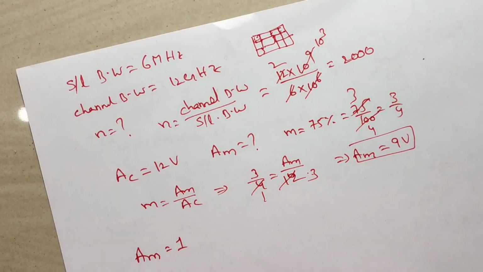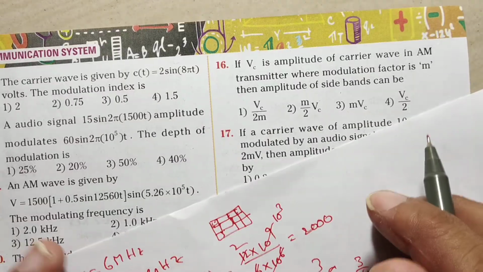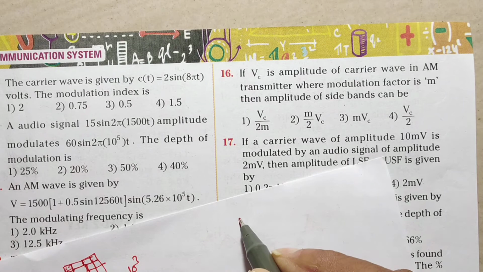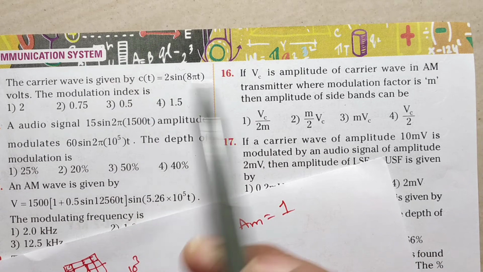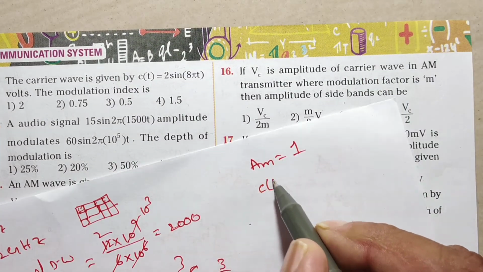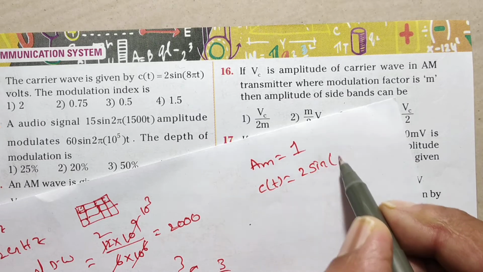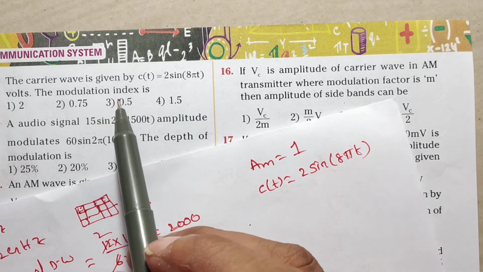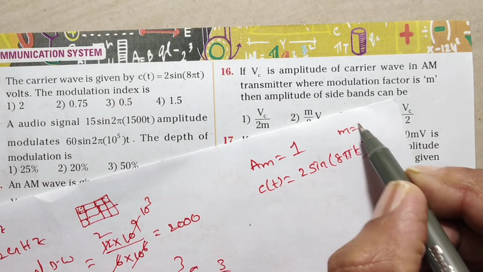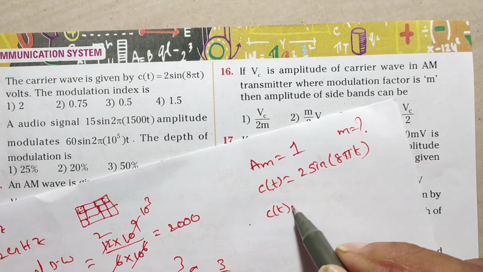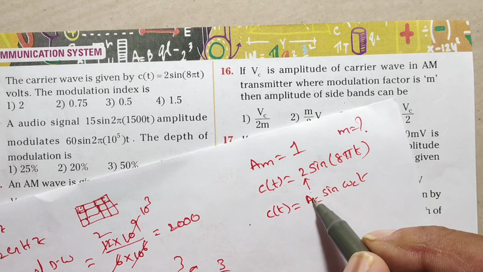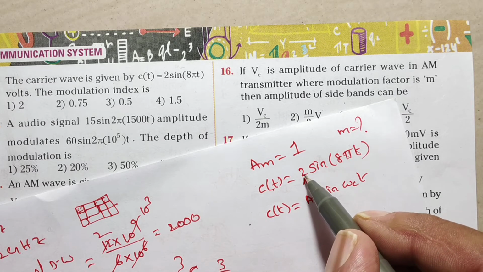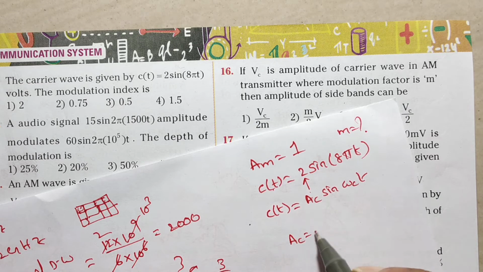And also the carrier wave they have given. Once again, I am writing the message signal amplitude, from the diagram we are getting 1. And the carrier wave C of t they have given is 2 sine 8 pi t. We have to find the modulation index, the m value. Comparing C of t with the carrier signal AC sine omega c t, the carrier signal voltage AC value is 2.